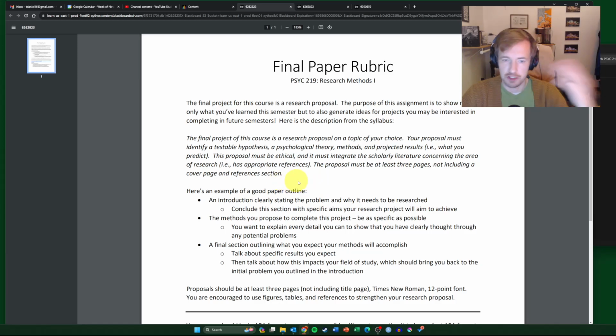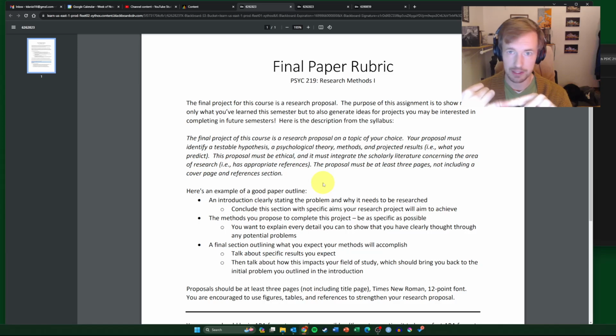So I don't know, for some of you that may sound easy, for some of you that may sound challenging. But what I want to emphasize is that you do not need to collect data on this. This is not like you will collect data on this. This is just a proposal. This is what you would theoretically want to do. So you don't need to collect data.